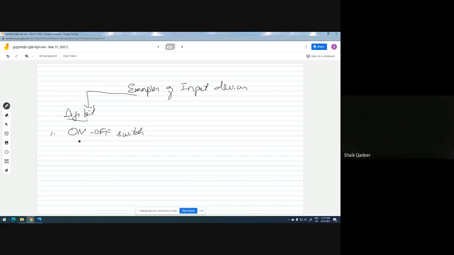Kaise justify karenge? Let's see the data set produced by on off switch. In the state of on, it is giving on output. In the state of off, it is giving off value. So altogether, how many values are in the data set? Only 2 values. So that's why it is belonging to the digital input devices category. Theek hai or not? Yes, sir.